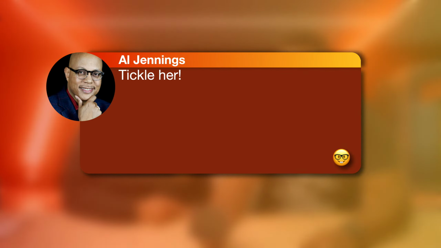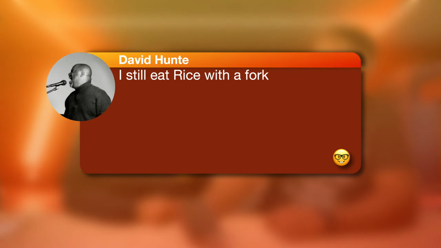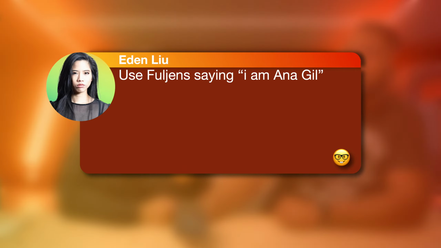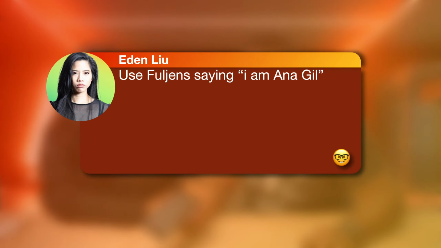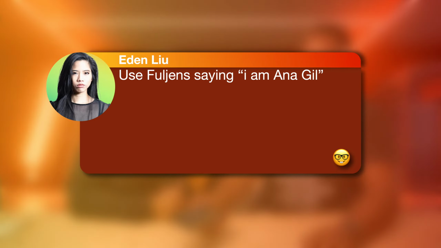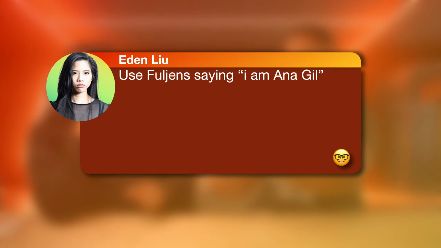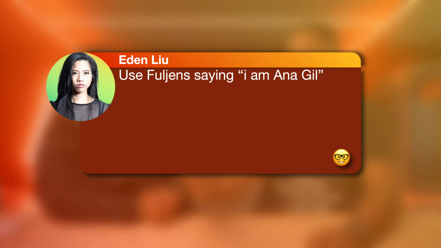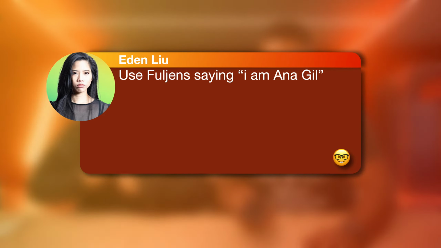Al says to tickle her. That's cute. Come on. I still eat rice with a fork. That's awesome. Use Fuljens saying, I am Anna Hill. You see? That's what I'm saying. You're supposed to say that. Oh my gosh. I'm just gonna tickle you. That's funny. There you go. You see? It's not working. Okay, just say I'm Anna Hill. I'm Anna Hill. All right. Sorry, guys.